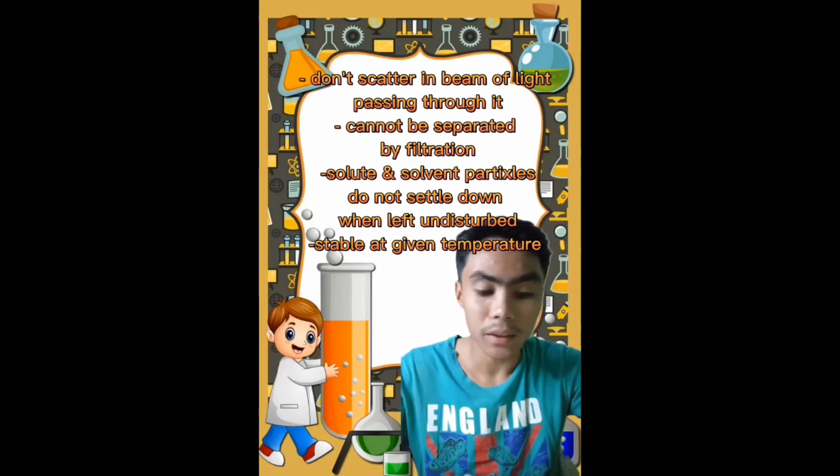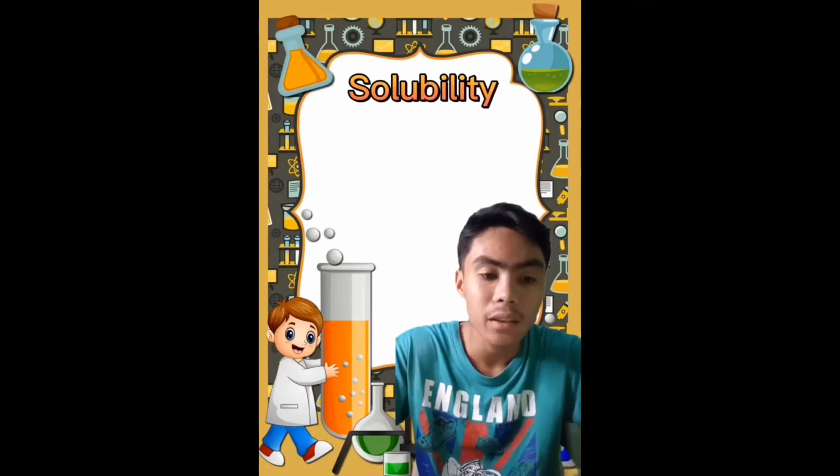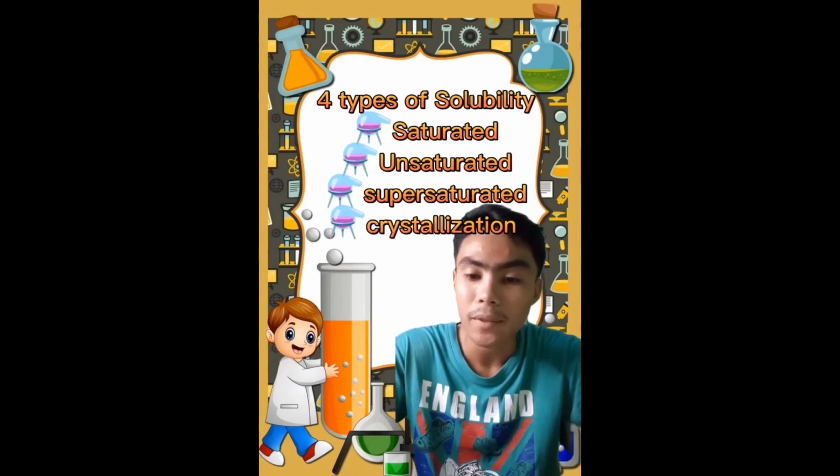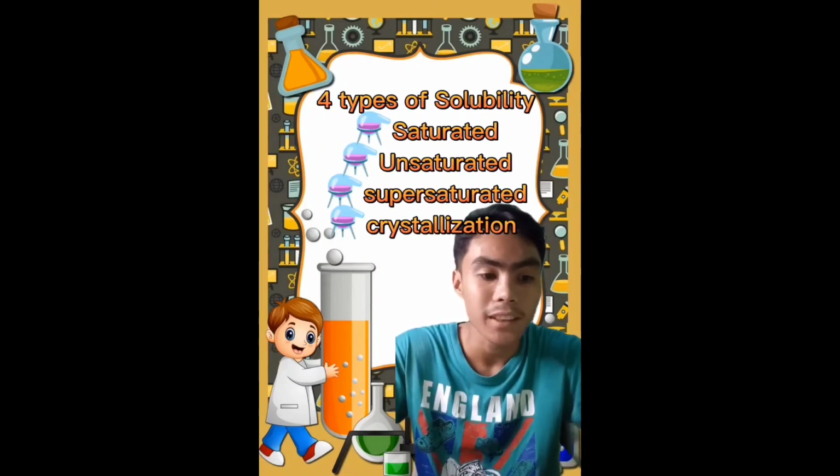Solute or solvent particles do not settle down when left undisturbed. Solutions are stable at a given temperature. Solubility. This refers to the amount of solute that can dissolve in a given amount of solvent at a specified temperature to produce a saturated solution. So there are four types of solubility: the saturated, unsaturated, supersaturated, and crystallization.